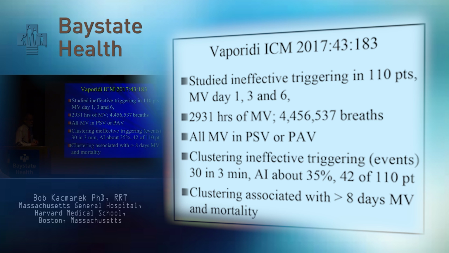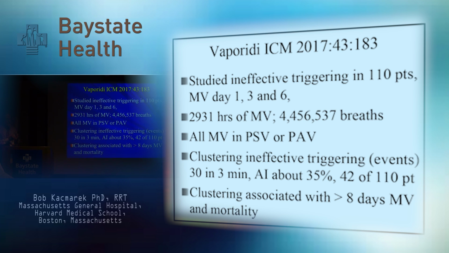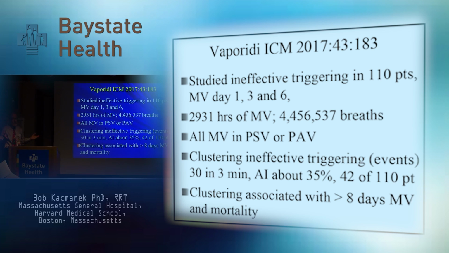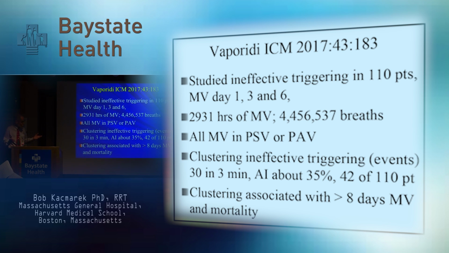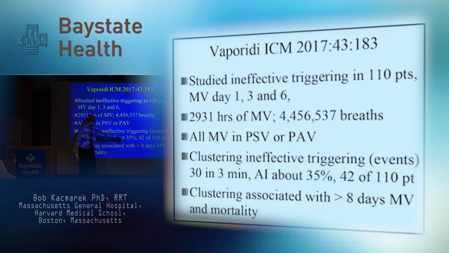What they found was clustering. In other words, there was a period of time in these patients where there was a significant number of mistriggers that occurred, and then other times where there was virtually no mistriggers that occurred. And they defined their clustering as 30 mistriggers in a 3-minute period, or an asynchrony index of about 35%. 42% of the patients had this type of clustering. They found that the clustering was associated with long mechanical ventilation and, again, overall mortality.